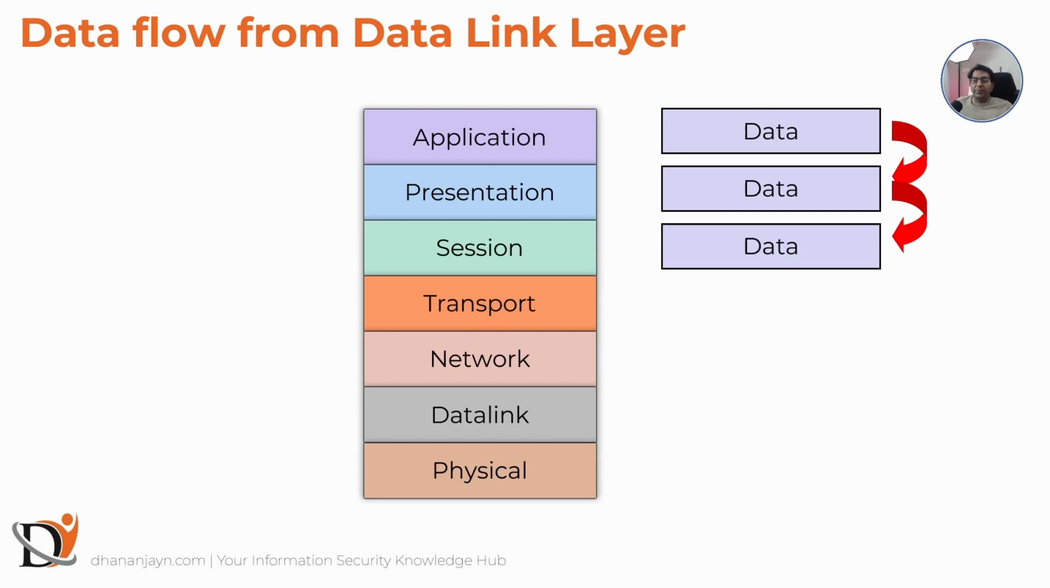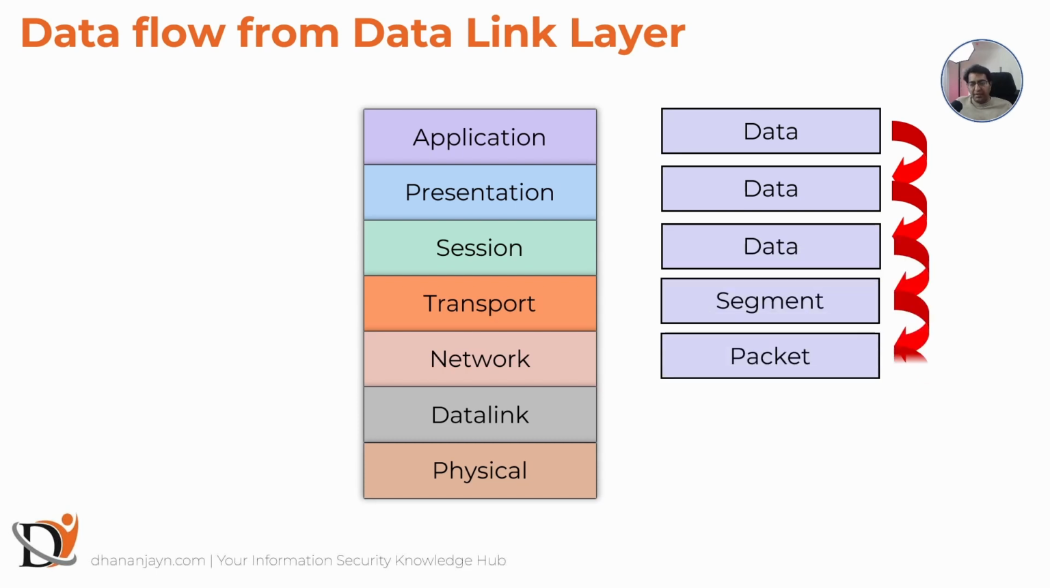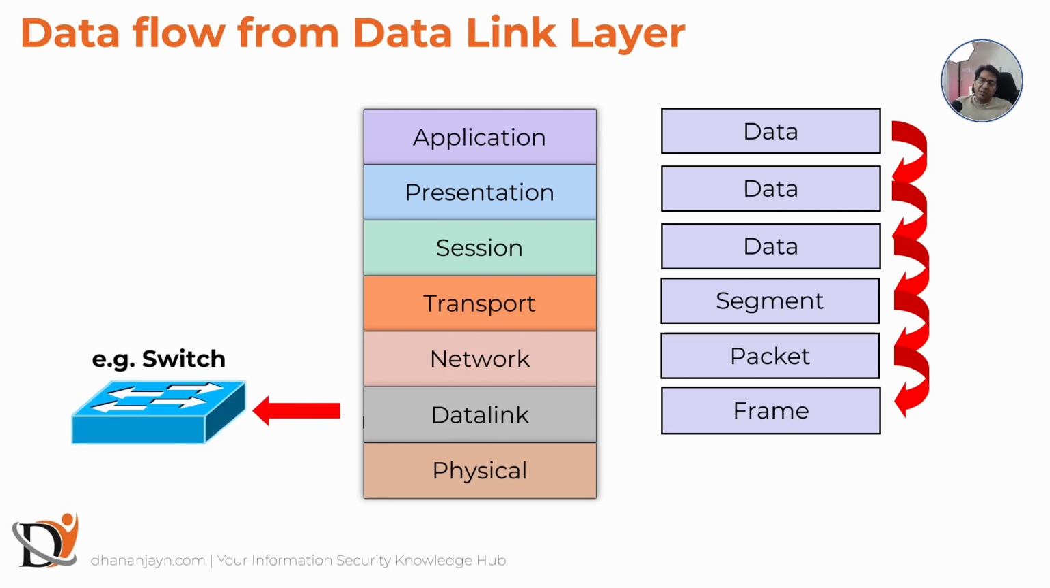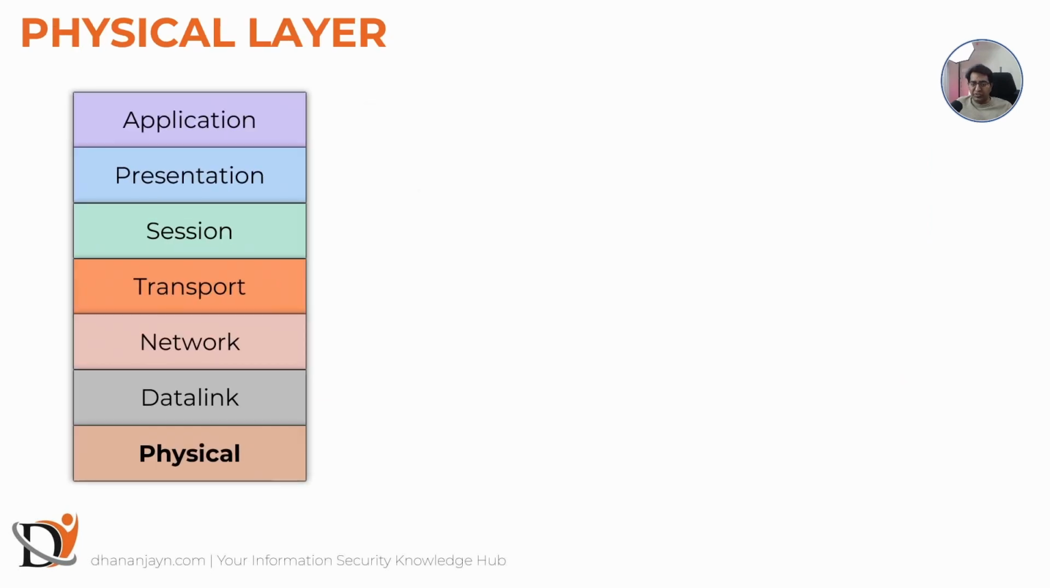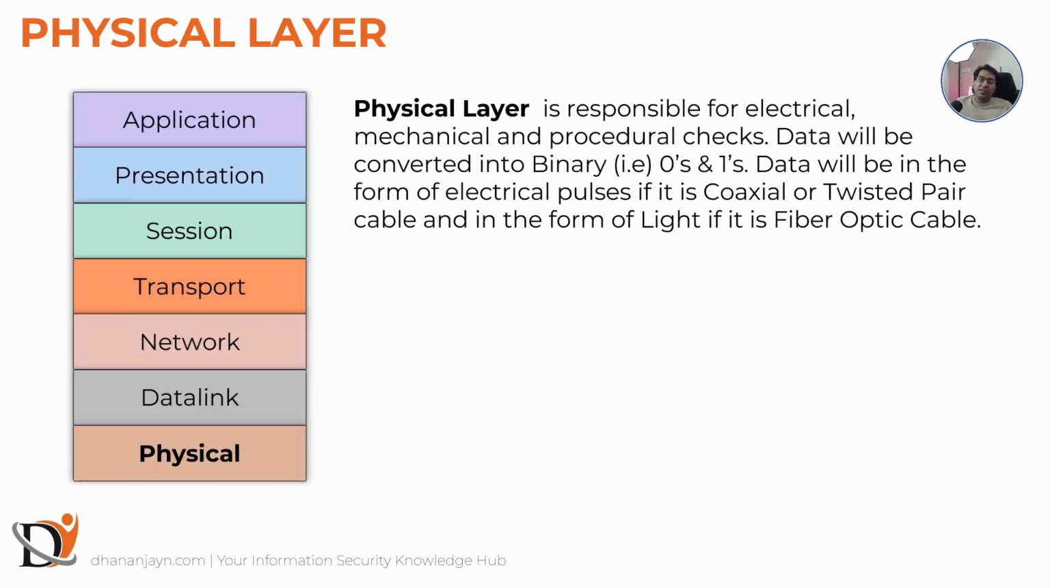The data flow, again: the segment, then packet, and now the data is in the form of frame, and the device that works at the data link layer is nothing but a switch. So friends, with this we understood the data link layer. So let's talk about the physical layer.